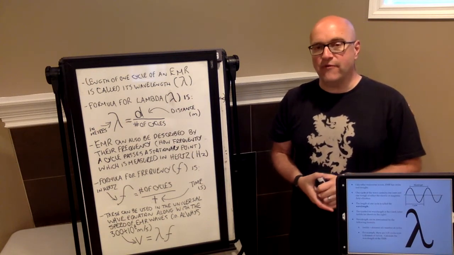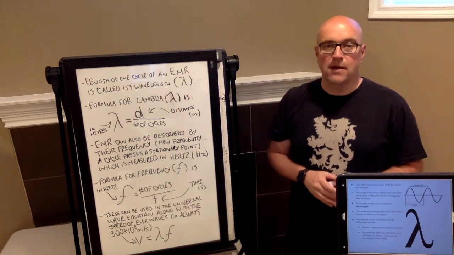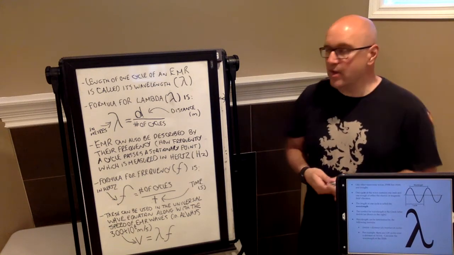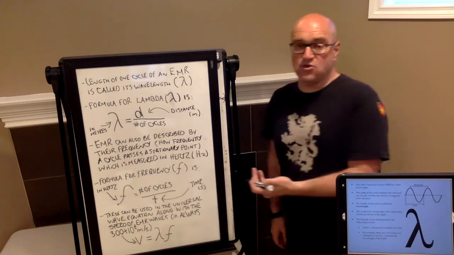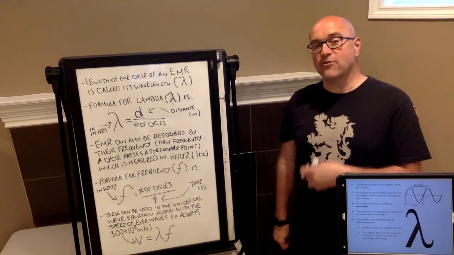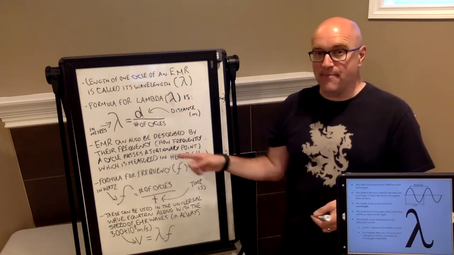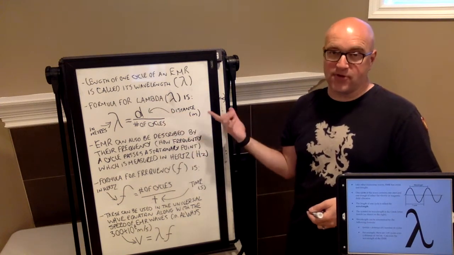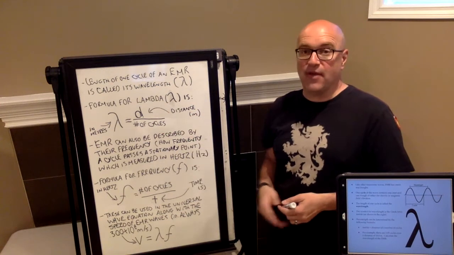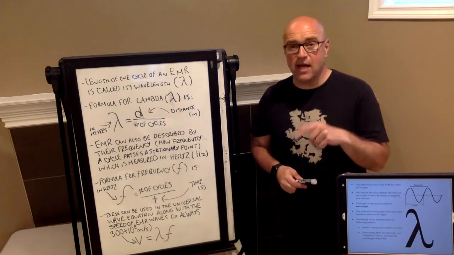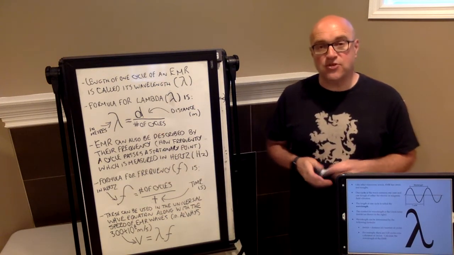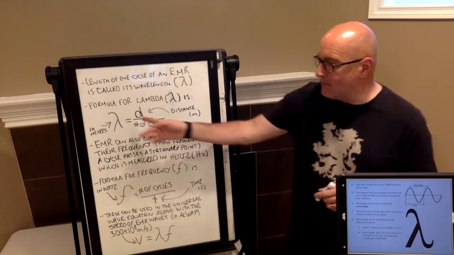So if it's traveled from, let's say, here to the fishing game pond, that would be a distance of, let's say, 2 kilometers. And if in that 2 kilometers we've had 1,000 cycles that have occurred, well, I would say I've got 2,000 divided by 1,000, because 2 kilometers is 2,000 meters, divided by 1,000 cycles. That means that each cycle would be a total of 2 meters in length. So that would be our lambda value.